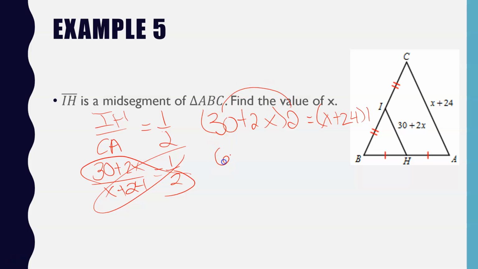So I distribute. 30 times 2 is 60. 2x times 2 is 4x. And over here, when I distribute, it just gives me back the same. So I have x plus 24.